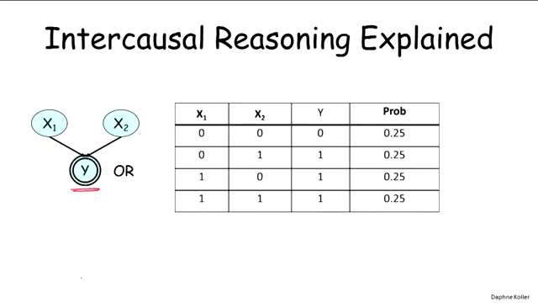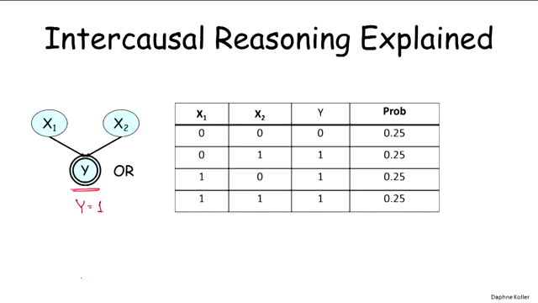So in this case, there's only 4 assignments that have non-zero probability because the value of y is completely determined by the values of x1 and x2. And so we have these 4 distributions over here. And now I'm going to condition on the evidence y equals 1. Now let's look at what happened.